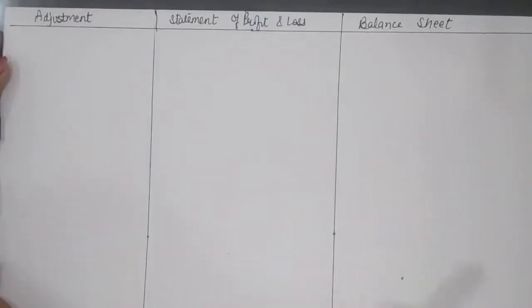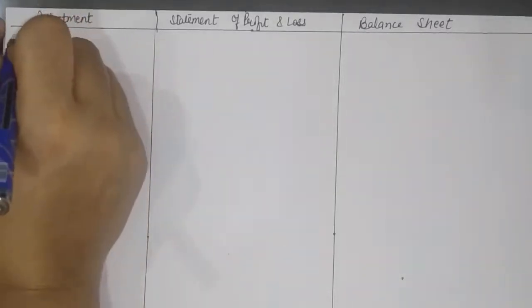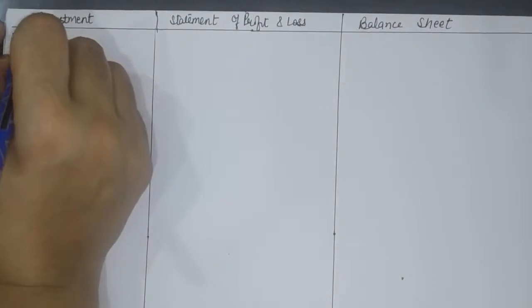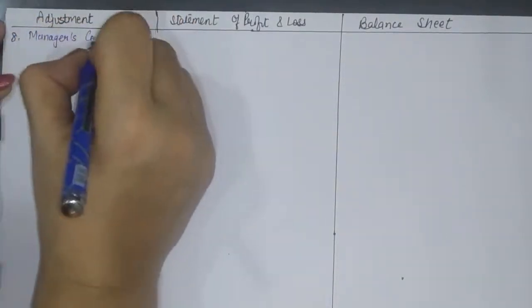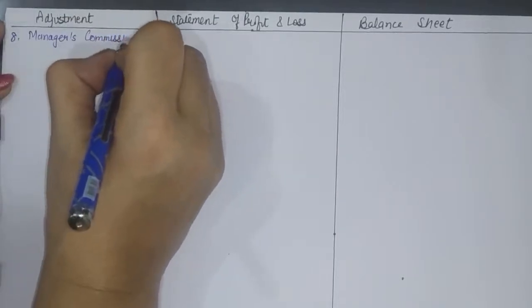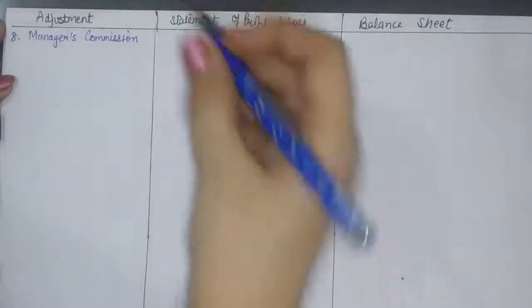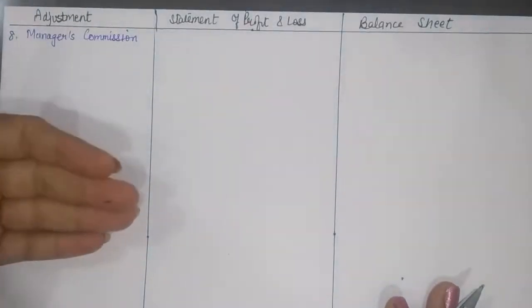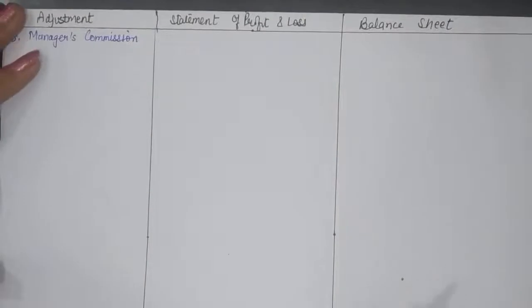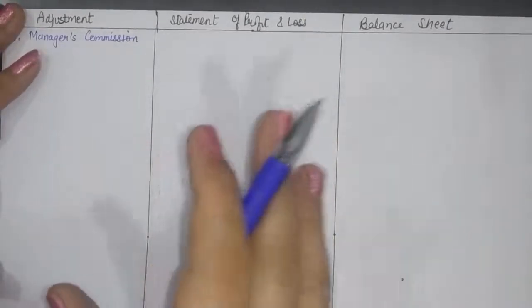In our series of the adjustments to final accounts, our next adjustment is Manager's Commission or Commission of Managing Director. Okay, this is our 8th adjustment. Now this comes under adjustment, reason being that his commission might be payable on the basis of the profits. So you might have given him some commission in advance or in anticipation of the profits, but the actual commission amount can be calculated only when we have calculated the profit.